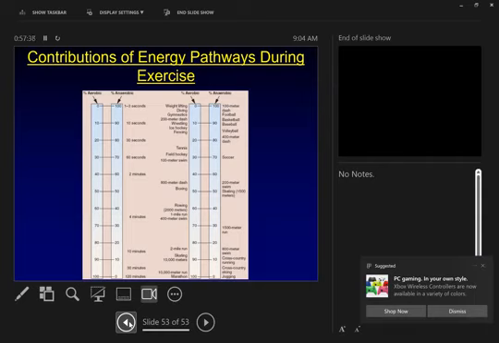If that pyruvate goes into the Krebs cycle, though, pyruvate into Krebs, I make what? I make acetyl-CoA. Acetyl-CoA is what really goes into Krebs, and I make a bunch of NADH and FADH, and I make a couple of ATP. Okay. That's the big deal.